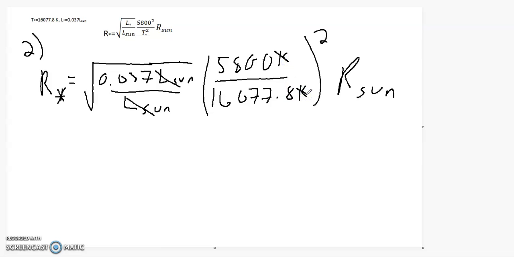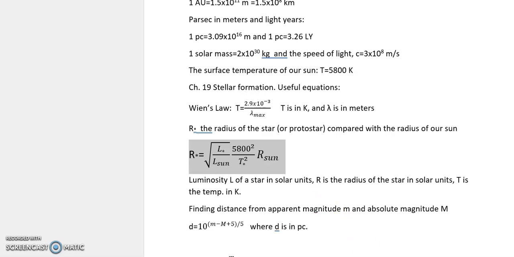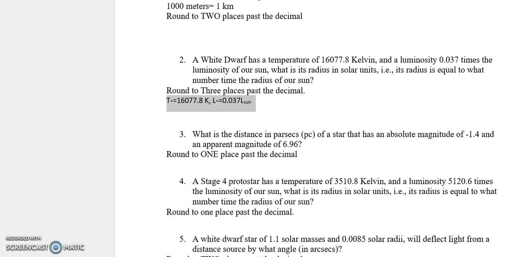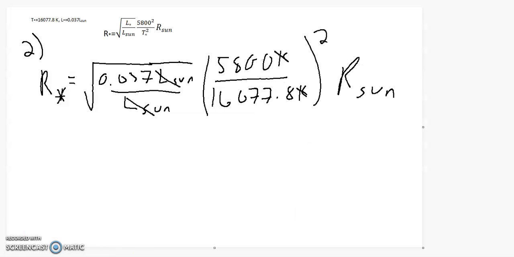And so let's do this. This is just a number times the radius of the sun, right? Don't forget to square this. All right, so it's 5,800 divided by 16,077.8 times the square root of 0.037. That's the equation that we're using. And it says to round to 3 places past the decimal. All right, so we're going to round to 3 places past the decimal.